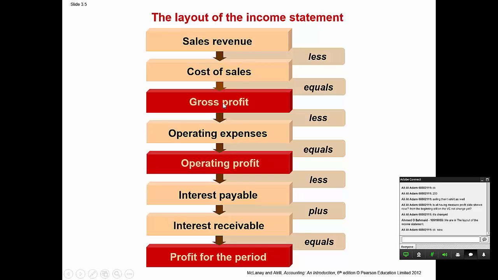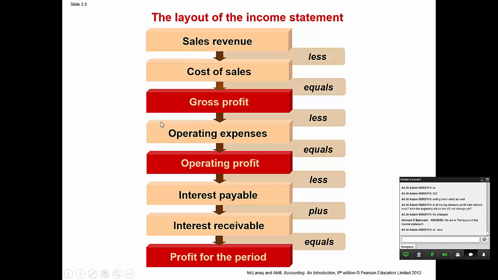Okay, after we get the gross profit, we also need to remove the operating expenses. Operating expenses are, for example, the salaries of the employees, the marketing expenses, the rent of buildings, expenses of cars, like fuel and so on, and repairing the cars and so on.